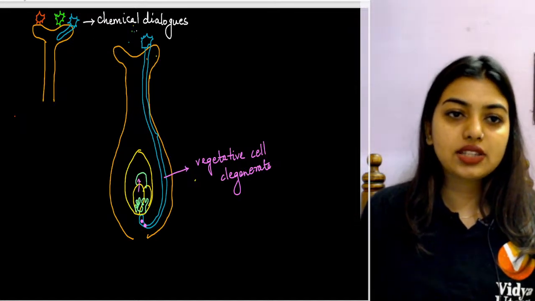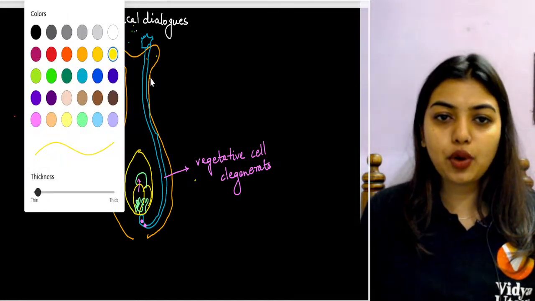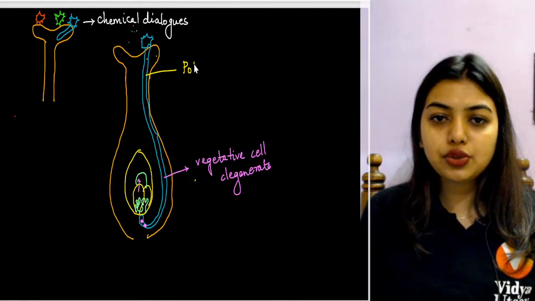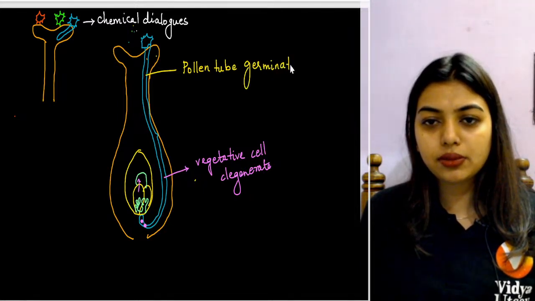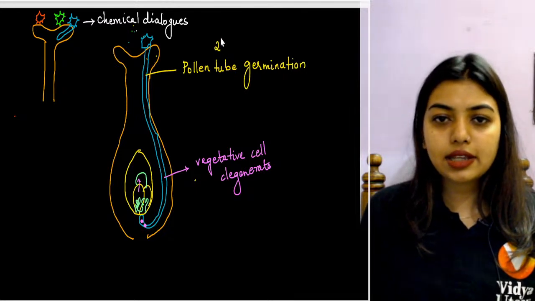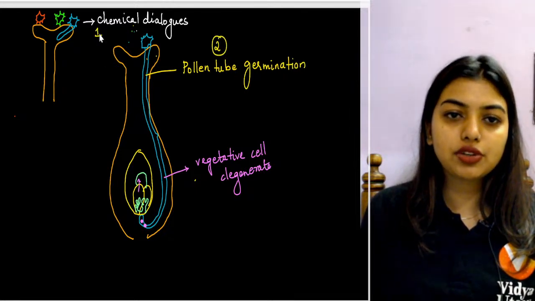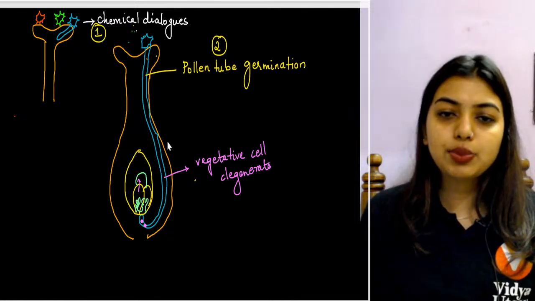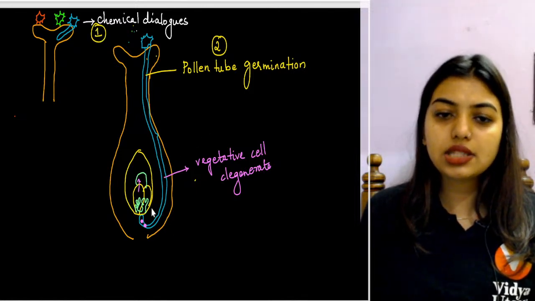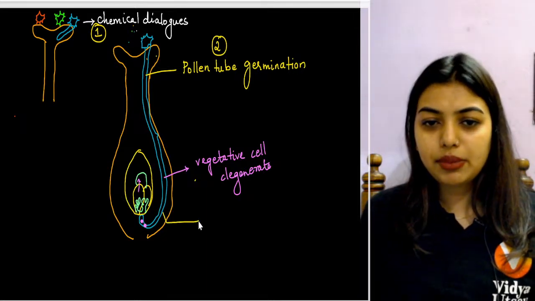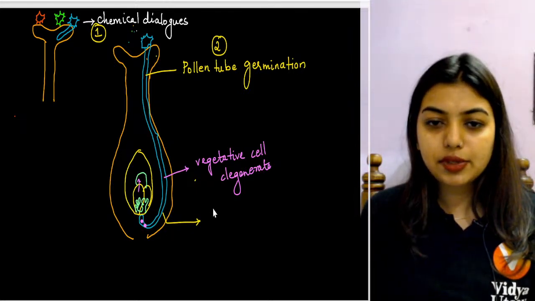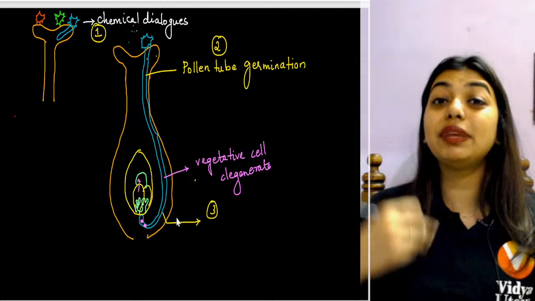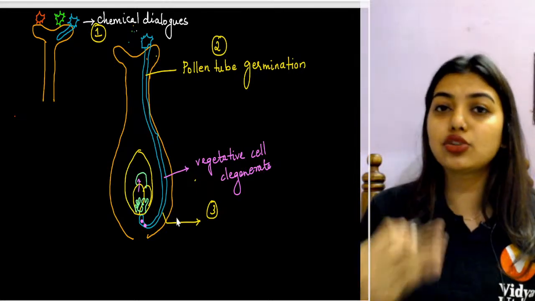So let's write it here. The second step is going to be pollen tube germination. The first step was this chemical dialogue. Then this pollen tube germination will continue, and the third step will be where it enters. Many steps you can write actually, that pollen tube germination is there, the content is coming. The third step is where the pollen tube is meeting the girl. The groom and the bride are going to meet each other.